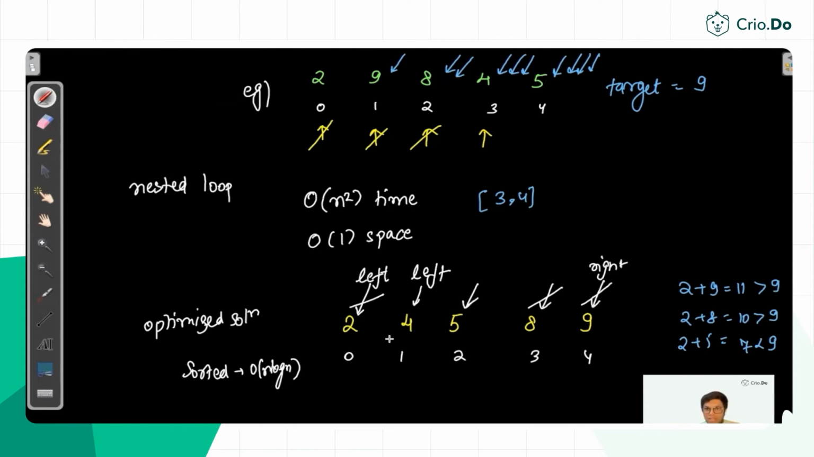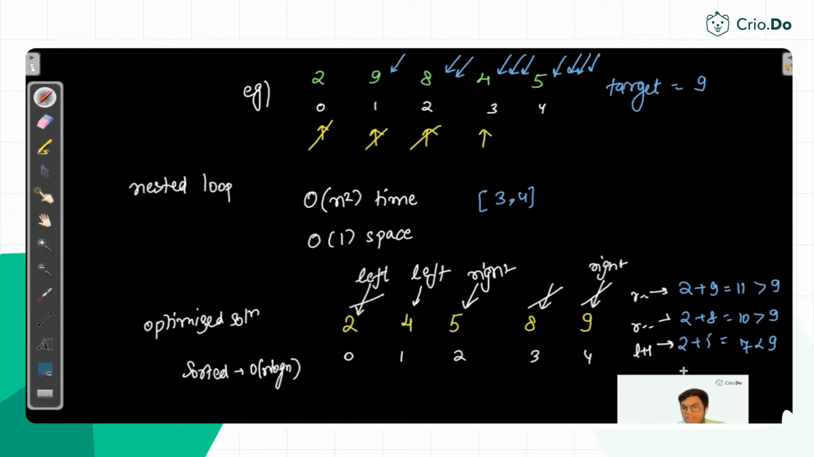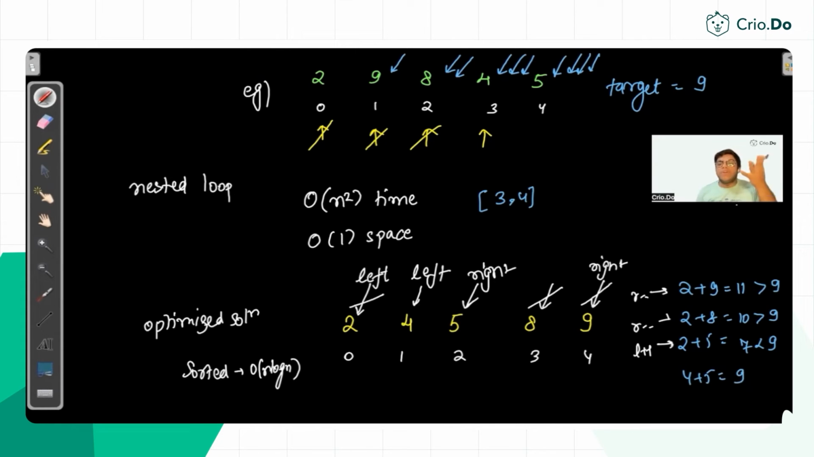If the sum is lesser than what we need, increase the sum by making left plus plus. So in these two cases, right minus minus, right minus minus. In this case, left plus plus. So what is our sum right now? Sum right now is nums of left plus nums of right. It is 4 plus 5. And what is 4 plus 5? It is equal to target 9. And if it is equal to target 9, yes, the target is found.